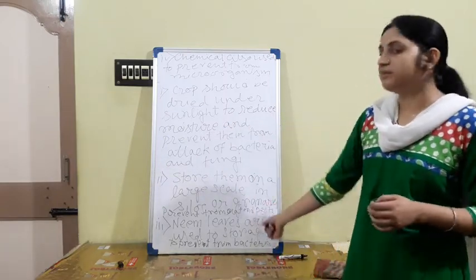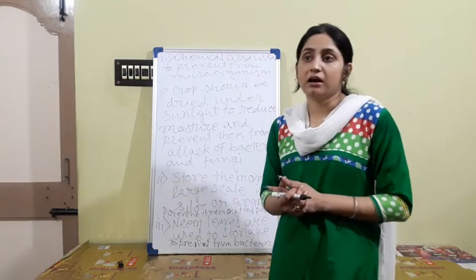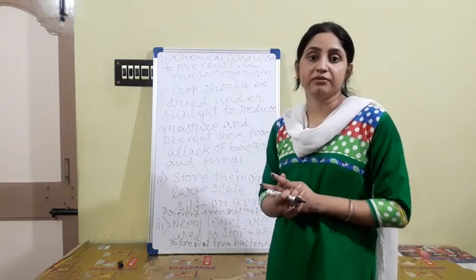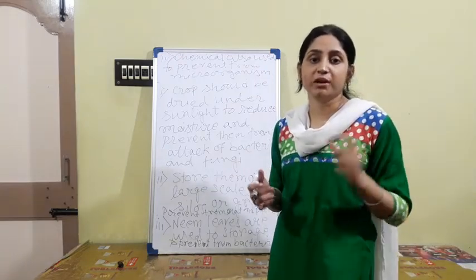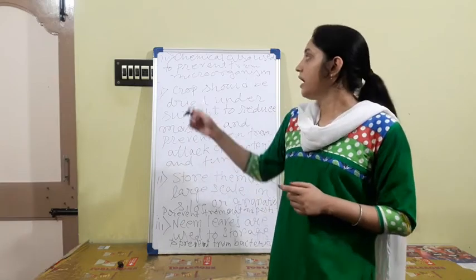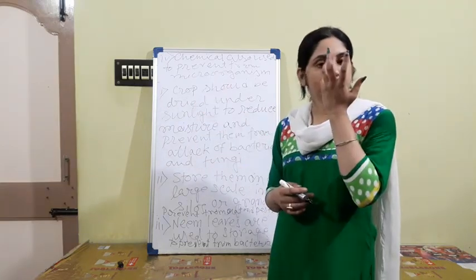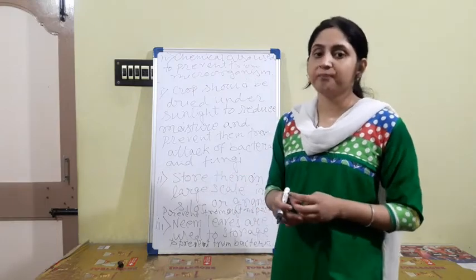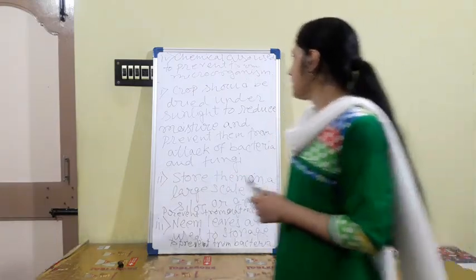Next one, neem leaves. You know that neem has the one property that is antibacterial, so you can prevent them from any type of bacterial infection. And next one, chemical. Different types of chemicals are used to store them, okay. This is the storage.